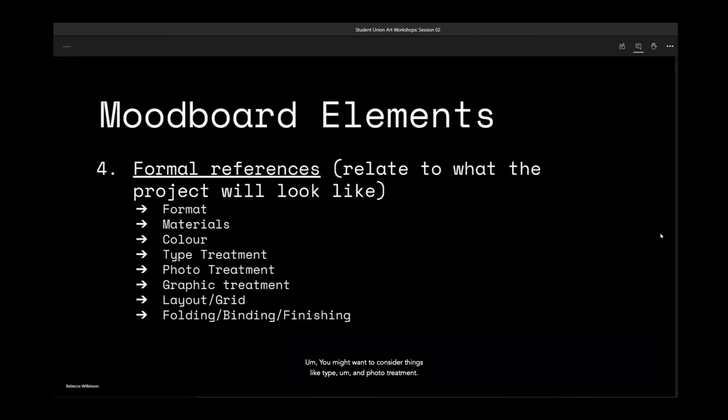You might want to consider things like type and photo treatment. What style of typography are you using? Do you want it to look really cool and edgy and punk, or does it need to look really classic and old school? Are your photos analog or digital? Again, this is a stage where you want to think about general approaches to graphic treatment. Is it illustrative? Are you using simple shapes? You might want to think about some ideas for layout and grid, and even start thinking about binding or finishing. Is your thing folded? Does it have a spiral binding, etc.?